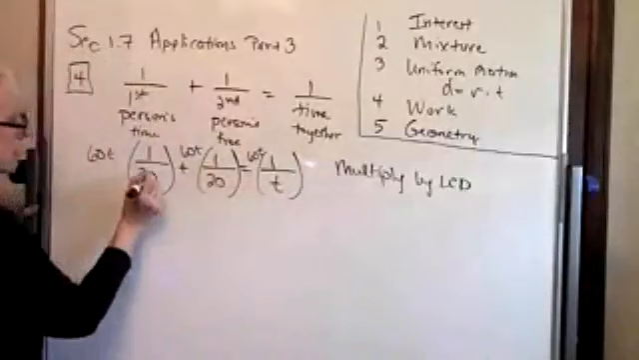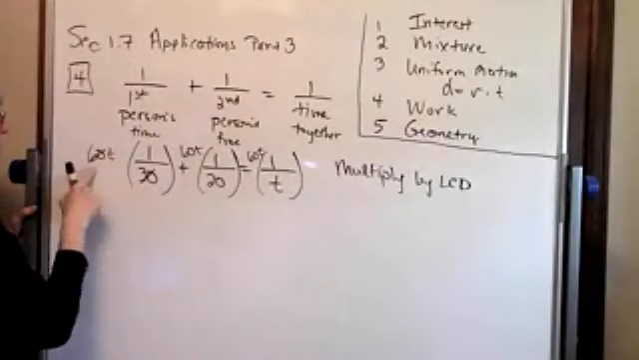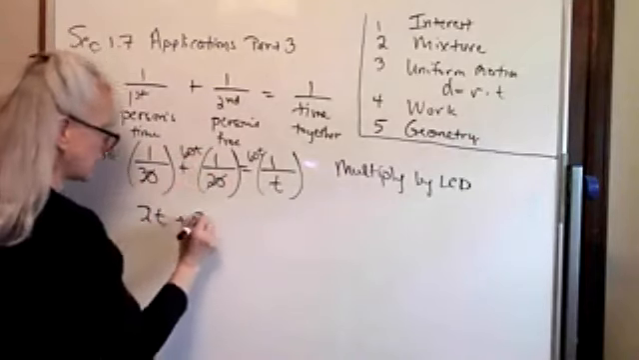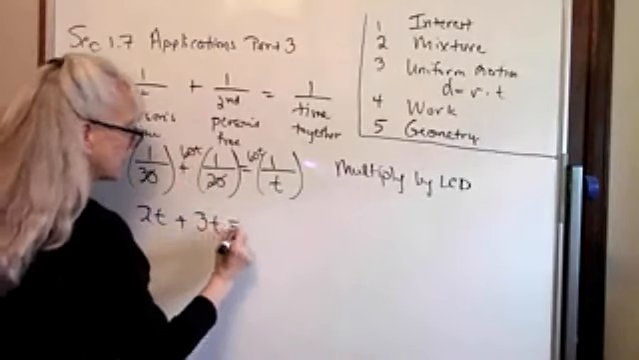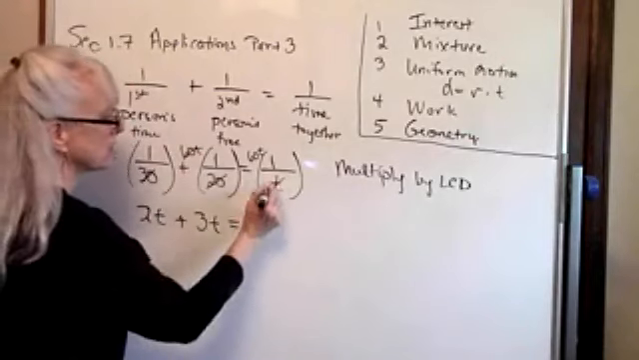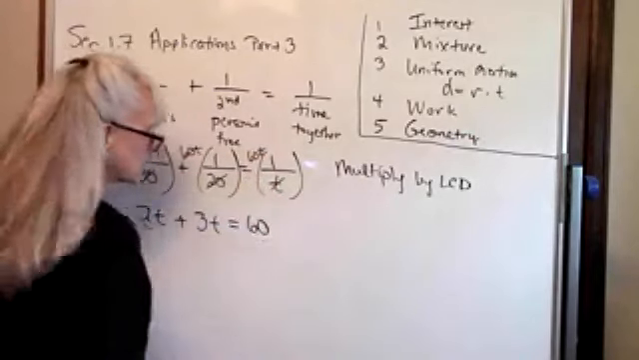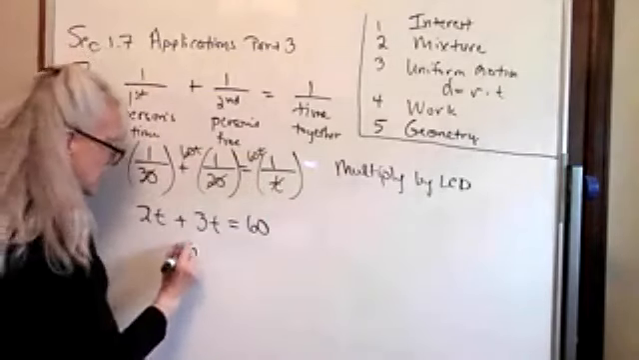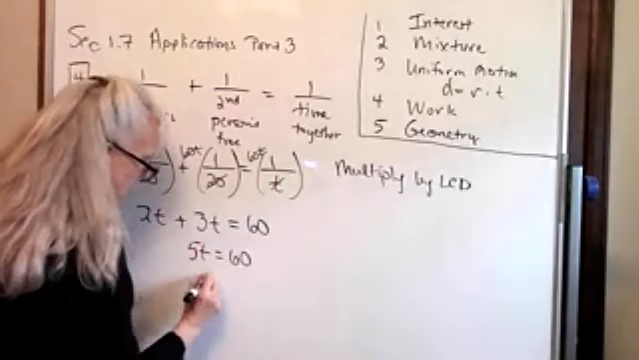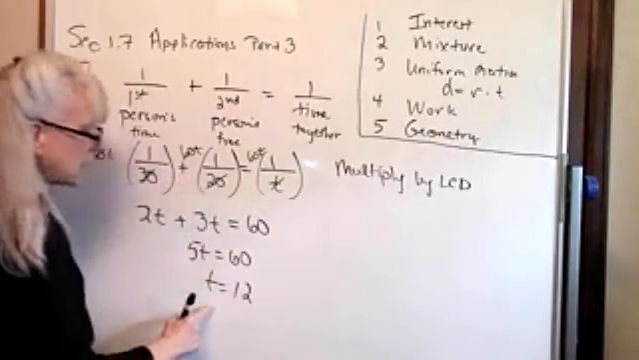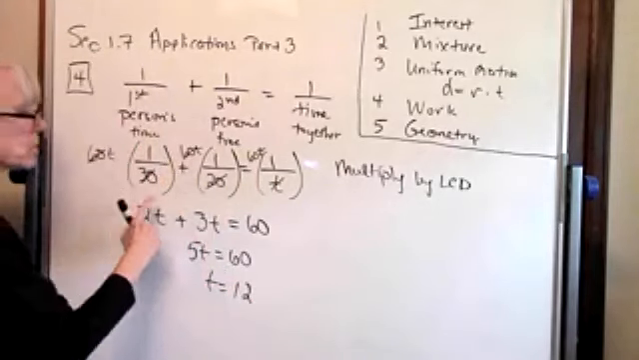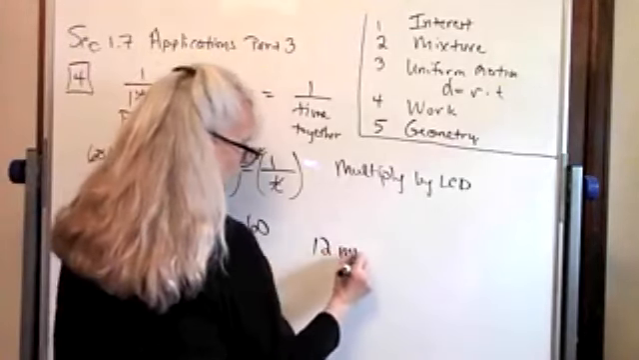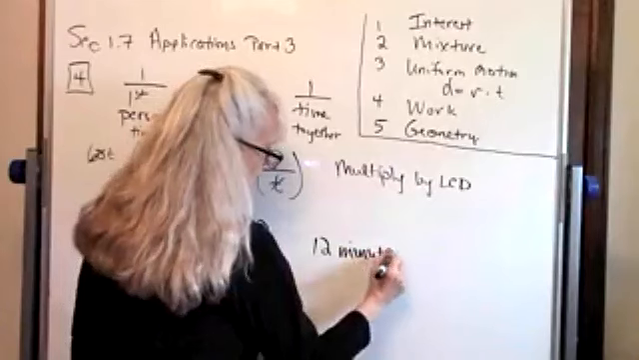And when you do that, the 30 goes into the 60t. Well, 30 goes into 60 twice, and then we have the t. 20 goes into 60t 3 times with the t. On the other side of the equal sign, the t's are going to cancel and end up with 60. So once you've cleared the fractions, these are the quickest ones to solve. We have 5t equal to 60, and t is equal to 12. Now t is time, so we know that if it took the first person 30 minutes, the second person 20 minutes, it's going to take them 12 minutes when they work together.